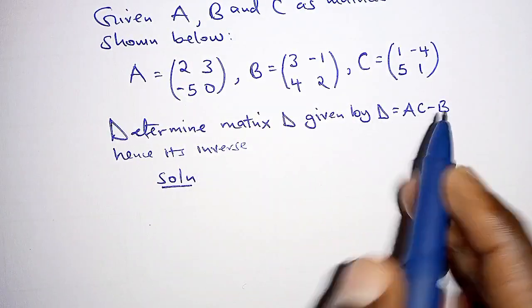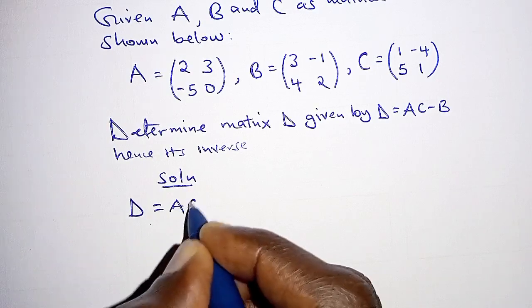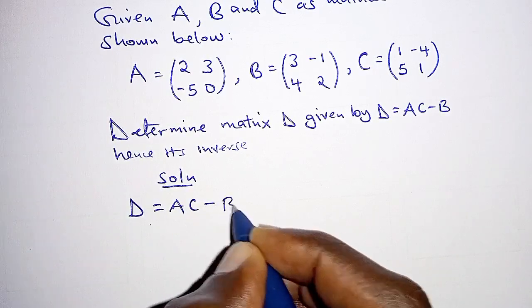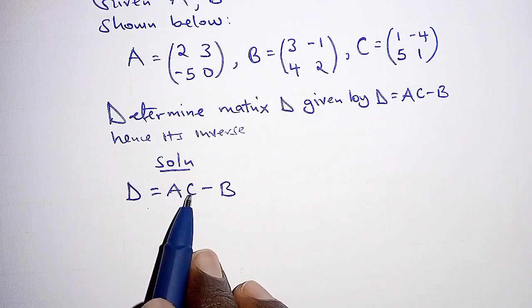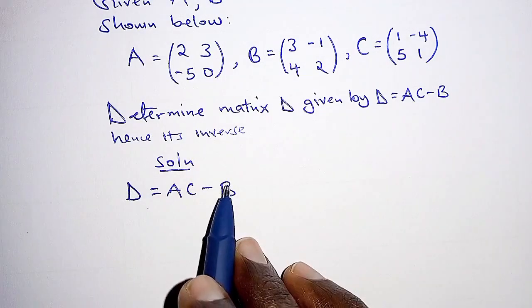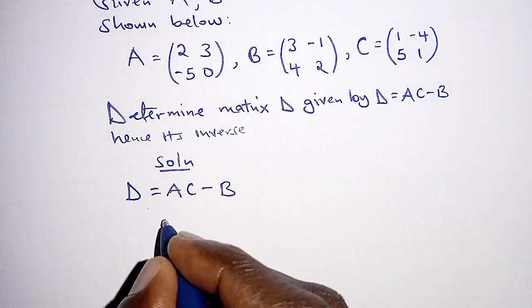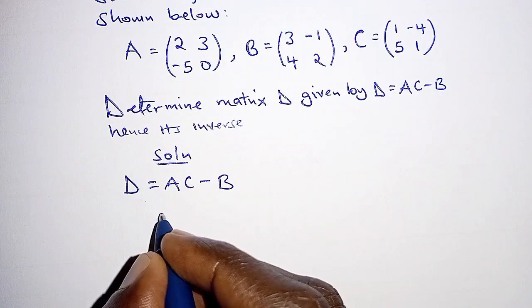So from this equation, D is equal to AC minus B. We are going to multiply matrix A by matrix C in that order, and then subtract matrix B. So our task here is to substitute and carry out the operations as instructed.